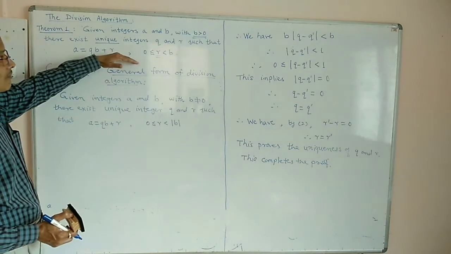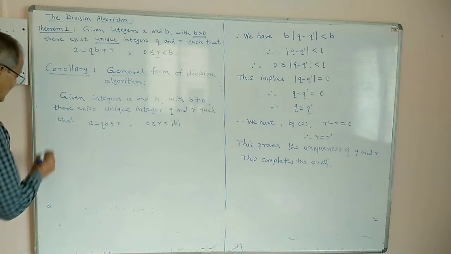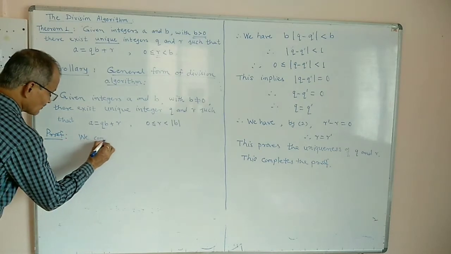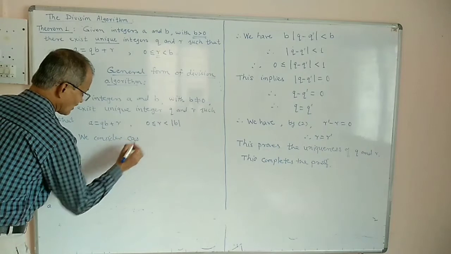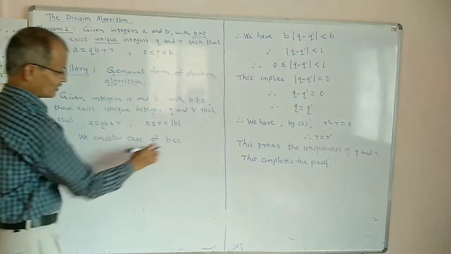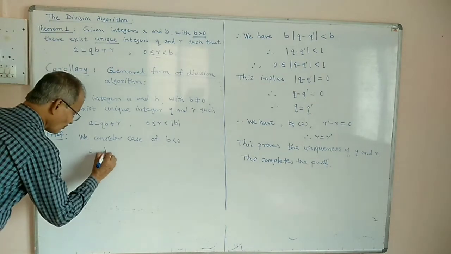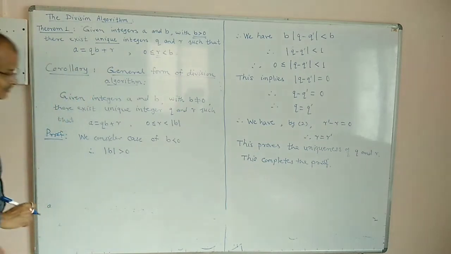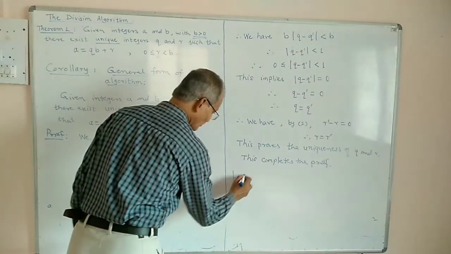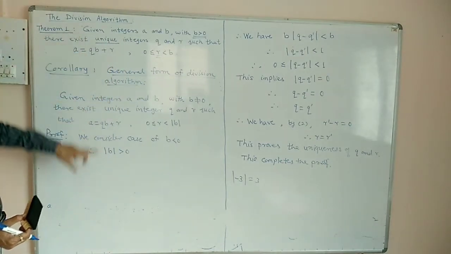Now we have proved the theorem for b greater than 0. Now we shall prove the theorem for b less than 0, or we shall consider the case of b less than 0. Greater than 0 we have proved. Now we will consider b less than 0. Therefore, if b is less than 0, then mod b will be greater than 0. Absolute value is always positive. If b is less than 0, suppose b is minus 3, then what is mod of minus 3? That is 3. And therefore mod b is greater than 0. And now theorem 1 can be applied for mod b.